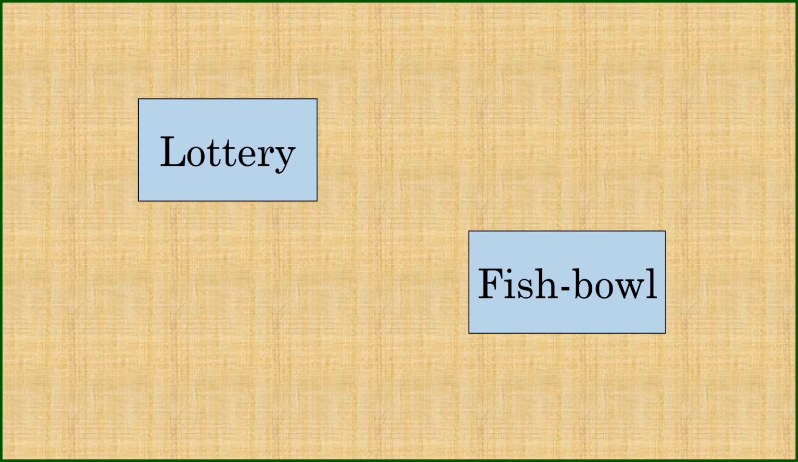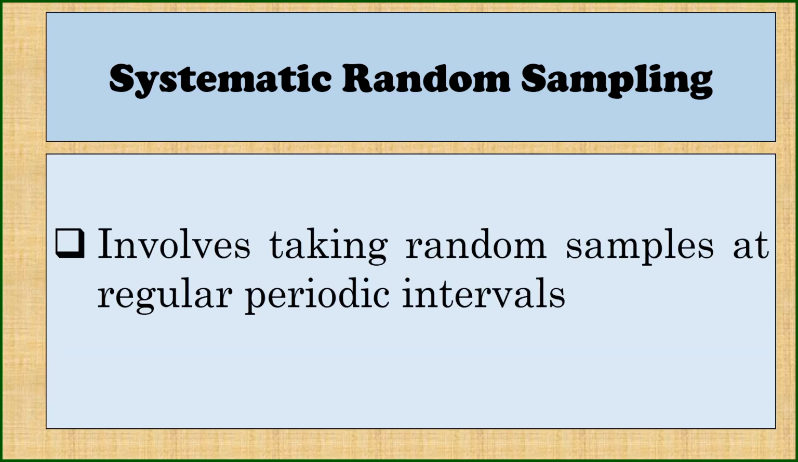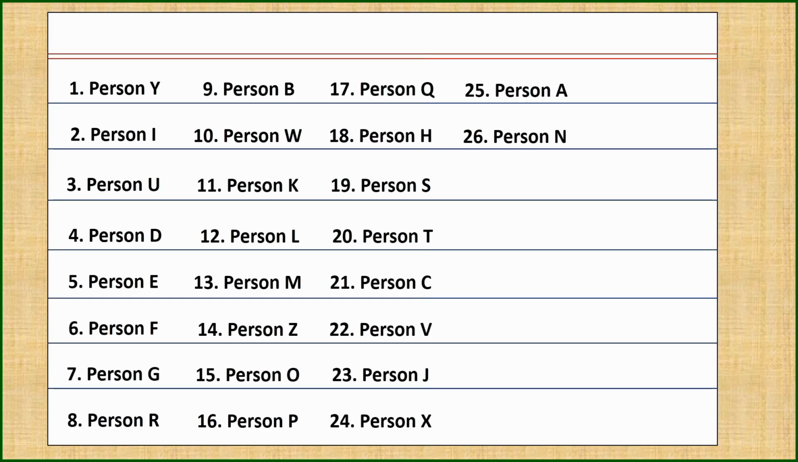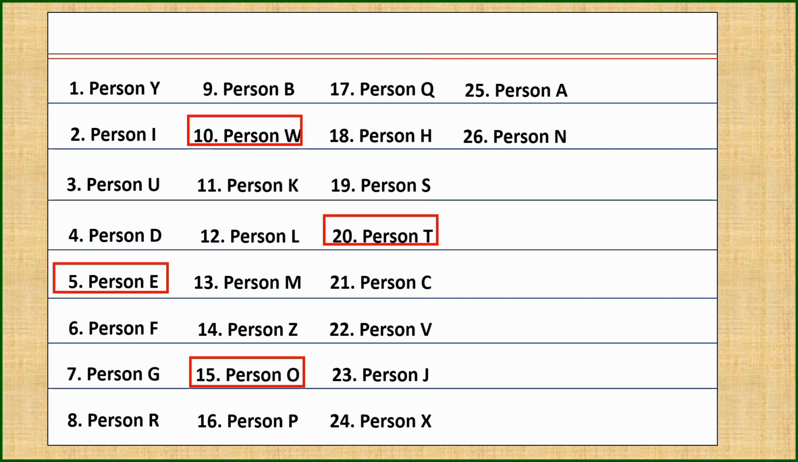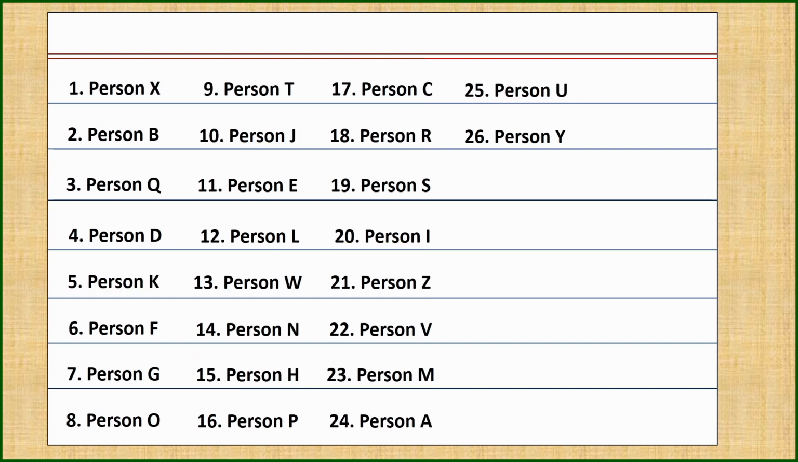Next is the systematic random sampling. Systematic sampling involves taking random samples at regular periodic intervals. For example, make a list of all the names of your targeted population. Arrange in random order. From this list, you are going to select the 5th, 10th, 15th, 20th, and 25th person. Or, from this list, you are going to select all the names with even numbers.